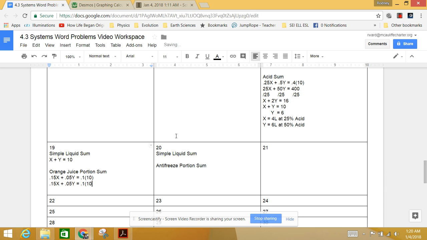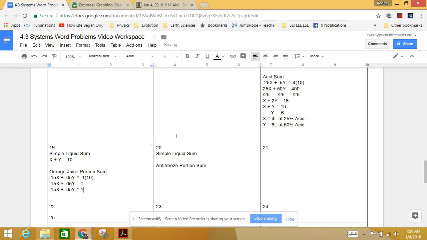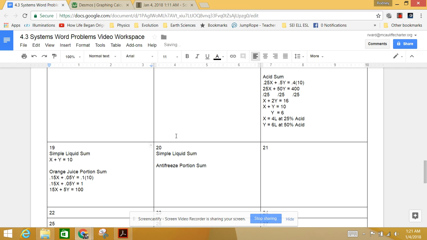This is going to be just 1. I now will clear the decimals. I multiply everything by 100. That becomes 15x, this becomes 5y, and this becomes 100. Once again, all of these are multiples of 5, so we'll clear it out, simplify it a little more.